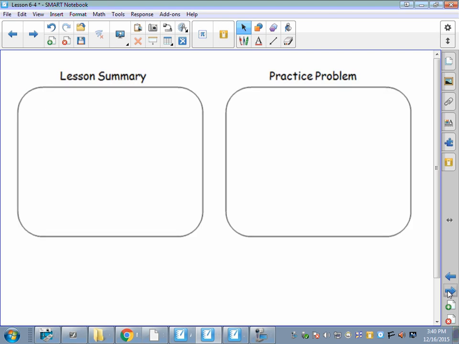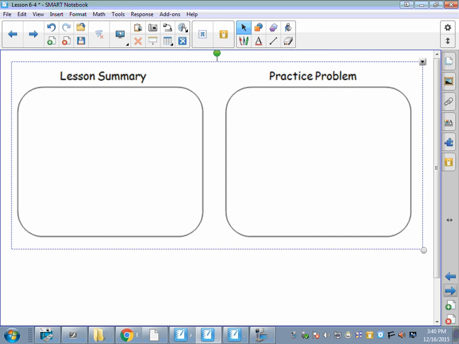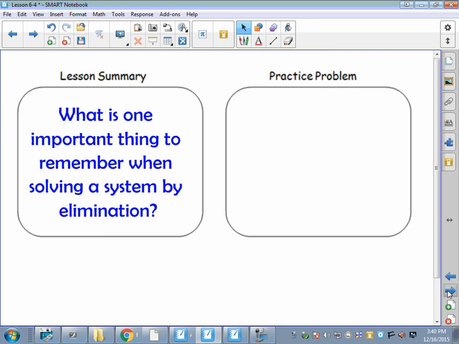First of all, in the lesson summary, I want you to jot down what's one important thing to remember when you're solving a system of equations by elimination. What do you have to remember? So as we were doing, especially by multiplication, as we were just doing those 3 examples, what did you forget? What do you need to remember to look for? What do you need to remember to do? So one important thing to remember, if you got more than one, please put more than one. If you remember everything, then what would be your advice to your neighbor?